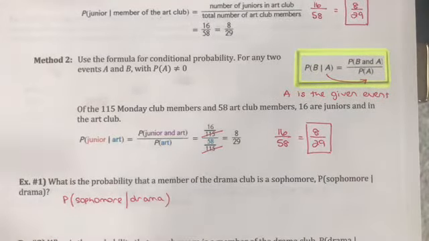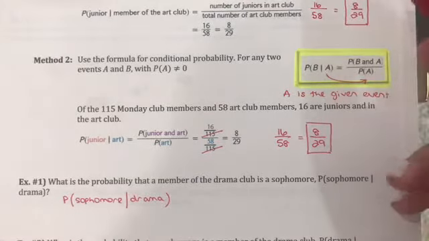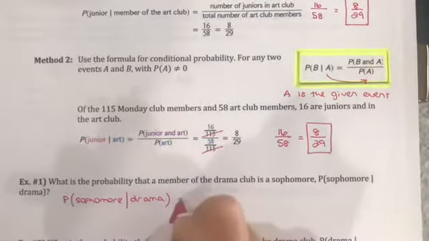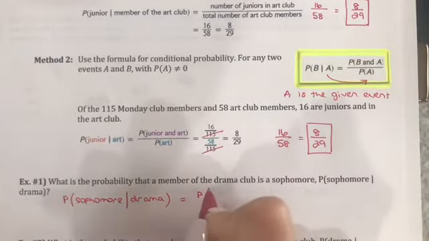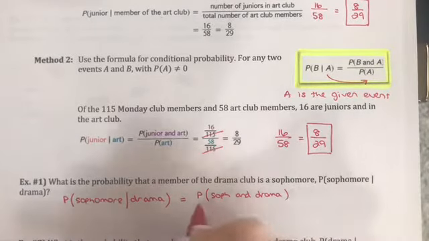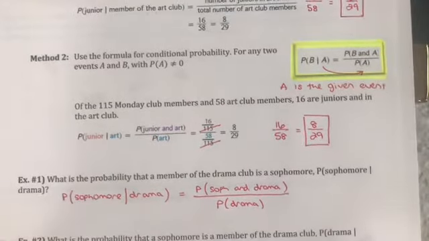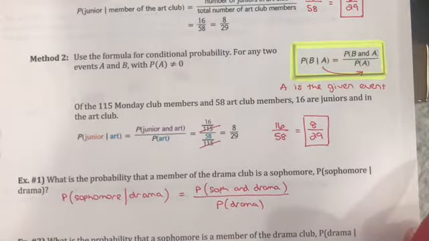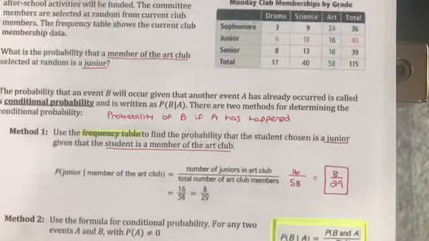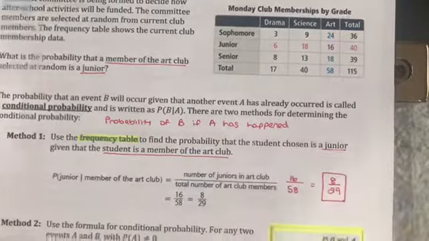Okay, now just for the sake of using our new formula here, I'm going to use this instead of the quicker way that we did in method 1. So I'm going to do the probability of soph and drama divided by the probability of drama. Looking at our table, sophomore and in drama would be here, 3 out of 115. Not a lot.